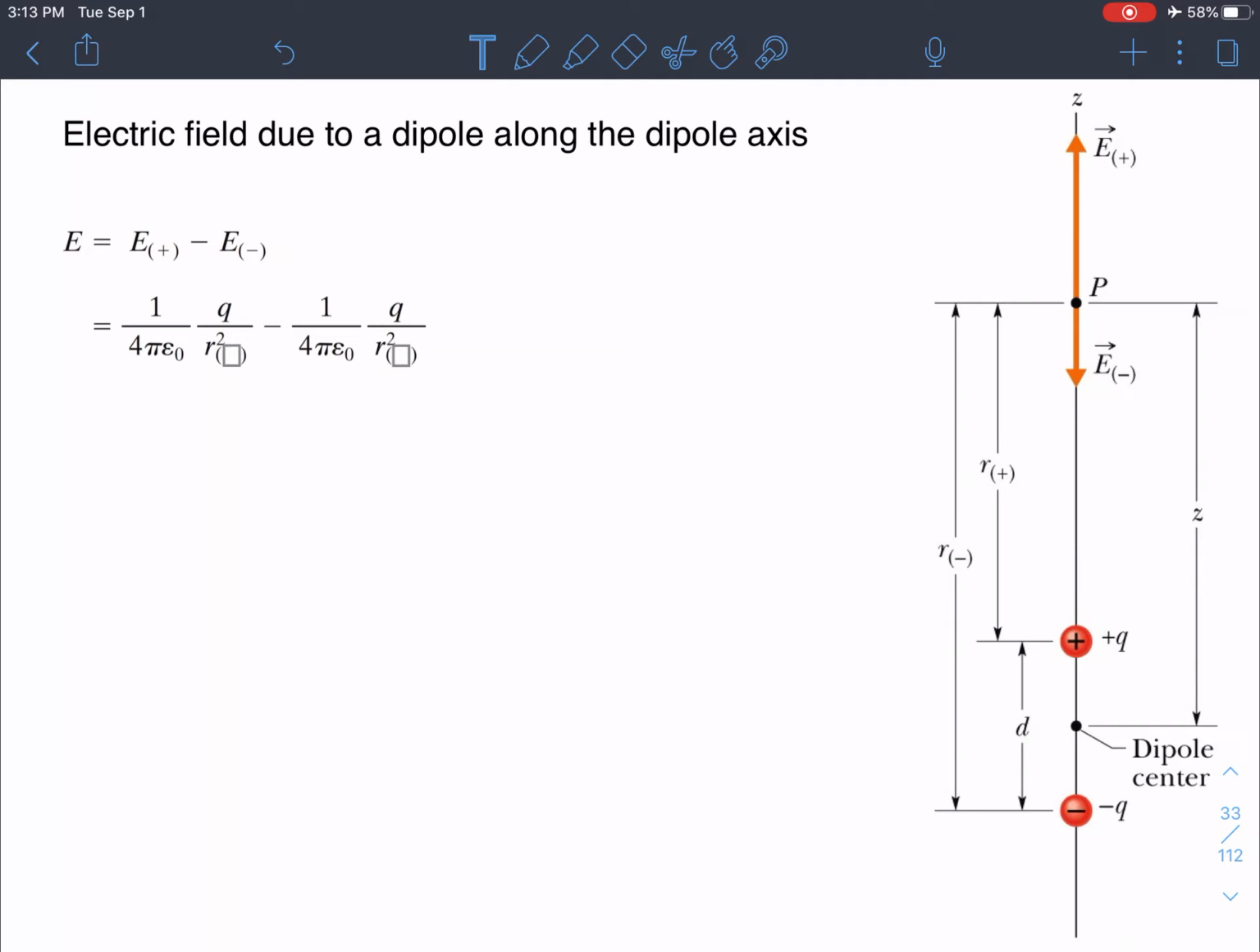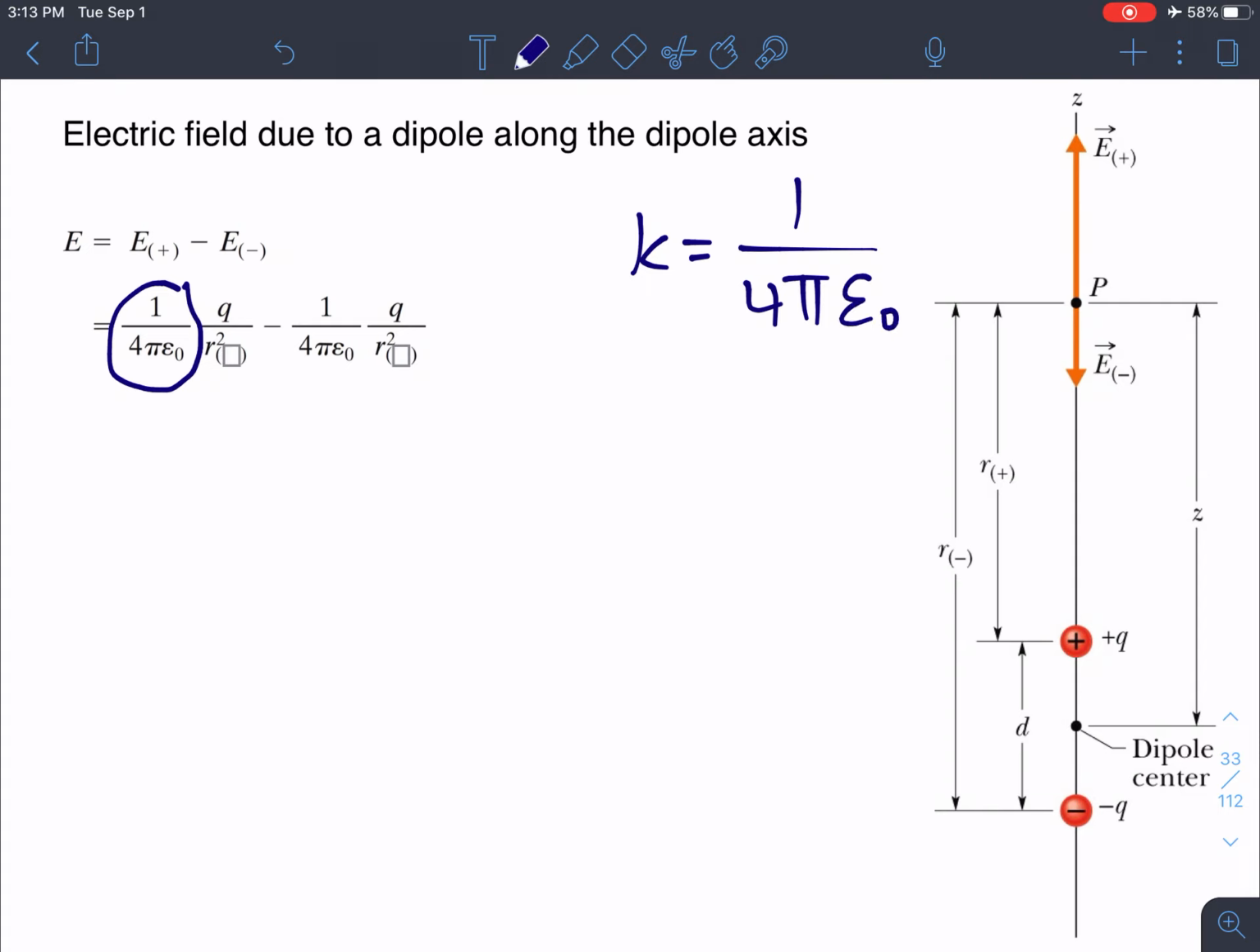What are they? We are using Coulomb's law. I usually use kQ over r squared. Here we have 1 over 4 pi epsilon naught instead of k, because we know that k is 1 over 4 pi epsilon naught. The textbook uses that more often. It's just shorter for me to write, but it's the same thing, so there's no difference.